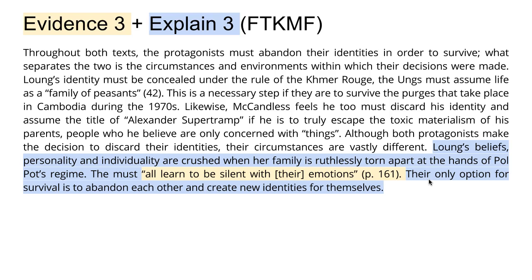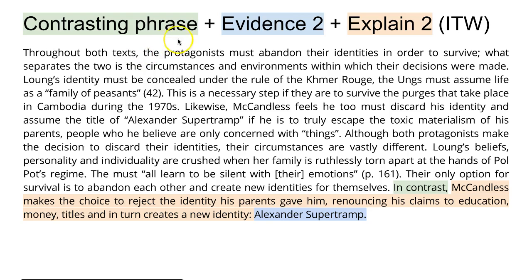That is really it. Whereas what I'm about to make my point with Christopher is that it didn't really have to be that way for him. So I'm using a contrasting phrase here. In contrast, McCandless makes the choice to reject the identity his parents gave him, renouncing, which means to give away, his claims to education, money, titles, and in turn create a new identity. And that identity, our evidence, is Alexander Supertramp.